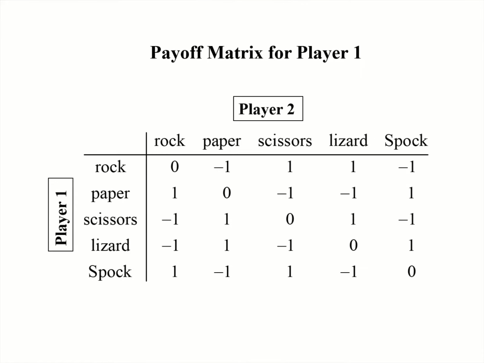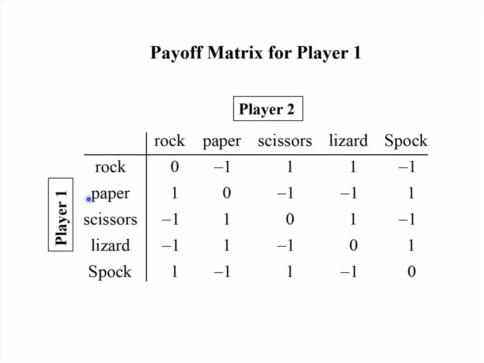So right here we have the payoff matrix for player 1, and that's what they'll do in game theory. And so here's player 1 right here, and player 2's up there. So when player 1 does a rock and player 2 does a rock, the payoff matrix means there's a tie there, so there is no payoff, and there's a 0 there.